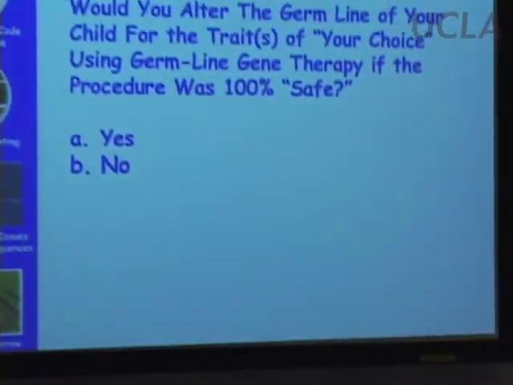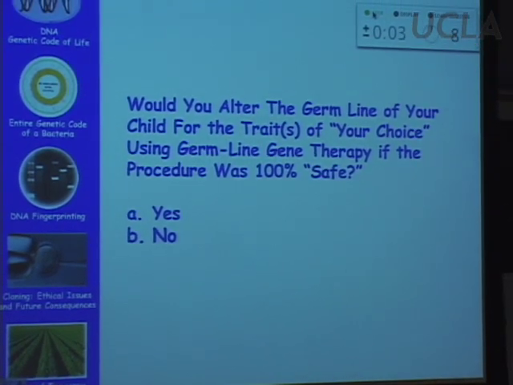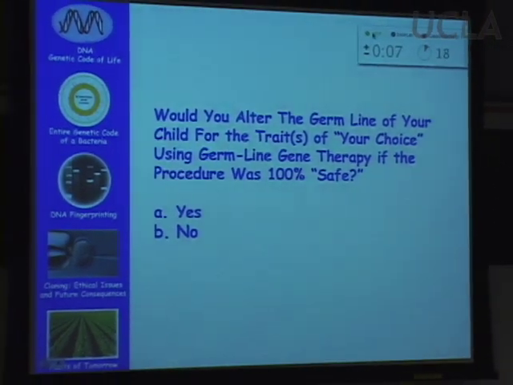Okay, would you alter the germline of your child for the traits of your choice using germline gene therapy if the procedure was 100% safe? Yes or no? No problems. You can put any gene in because you know the sequence of the human genome, get back a person, absolutely normal, and do anything you want. Blue eyes, brown eyes, red hair, blonde hair, tall, short, whatever.